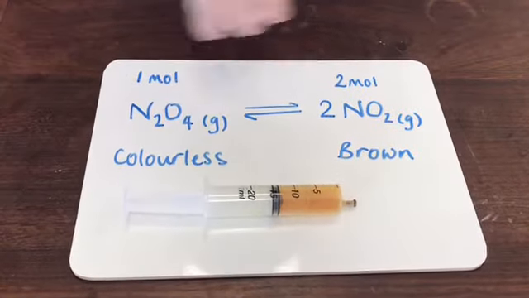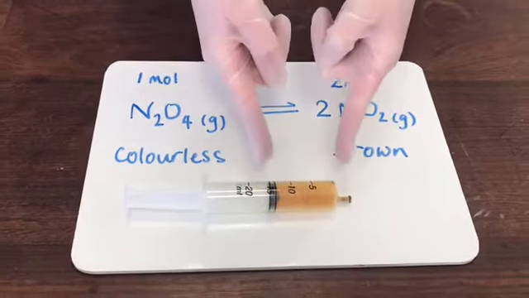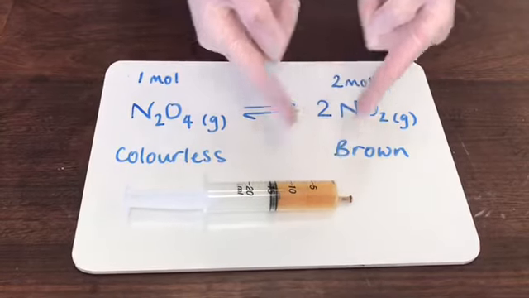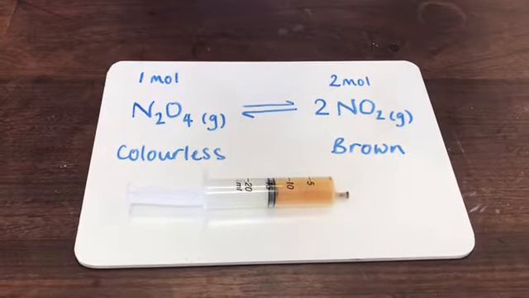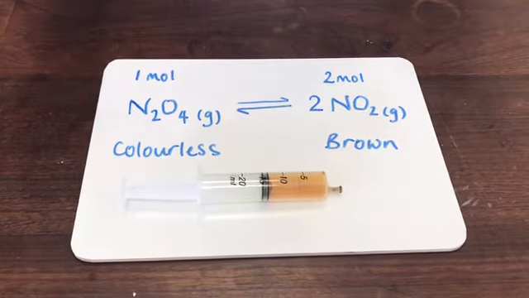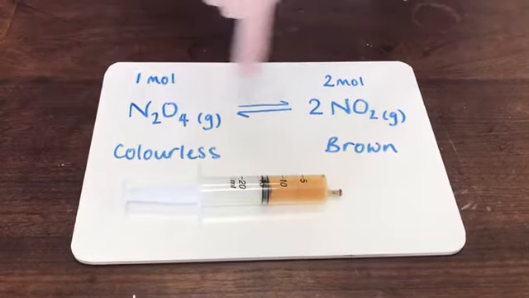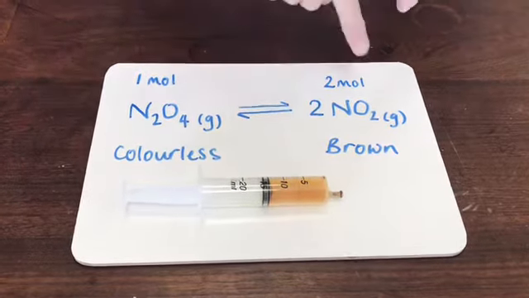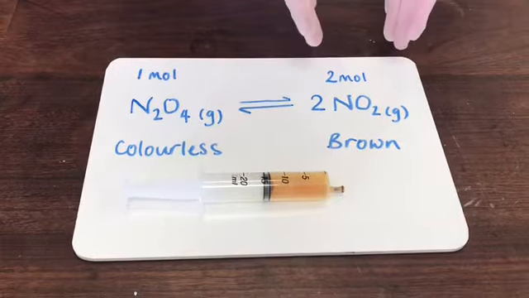Now obviously when I push the plunger in initially, I'm squashing all that brown gas into a much smaller volume, so initially we're going to see it look much darker, but then we should see it start to fade. That darkness should start to fade as the equilibrium position itself moves in order that the balance of the mixture in the container is more of this and less of this. Okay, so let's move over here and we'll try to see it in action.